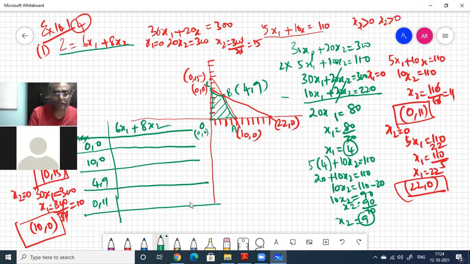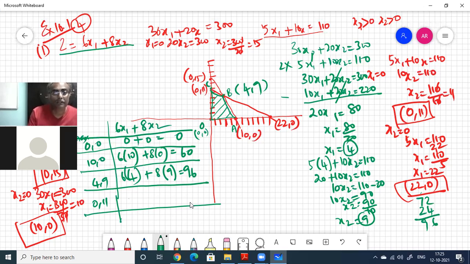At (0, 0), 6x1 is 0 and 8x2 is 0, so this is also equal to 0. 6 into 10 plus 8 into 0 is equal to 60. Then 6 into 4 plus 8 into 9: how much is that? 24 plus 72, that is 96. This so far is the highest.